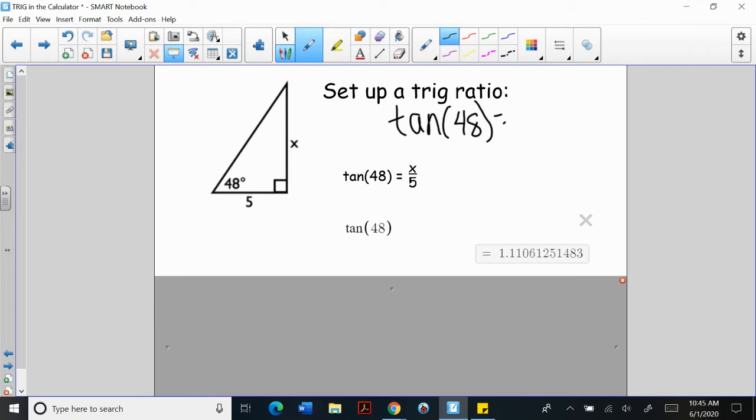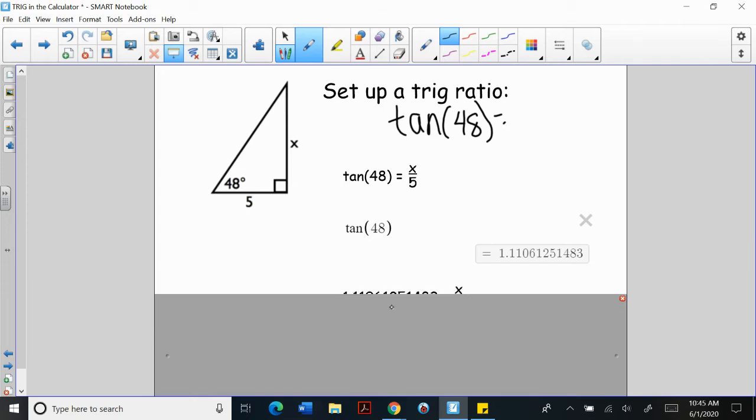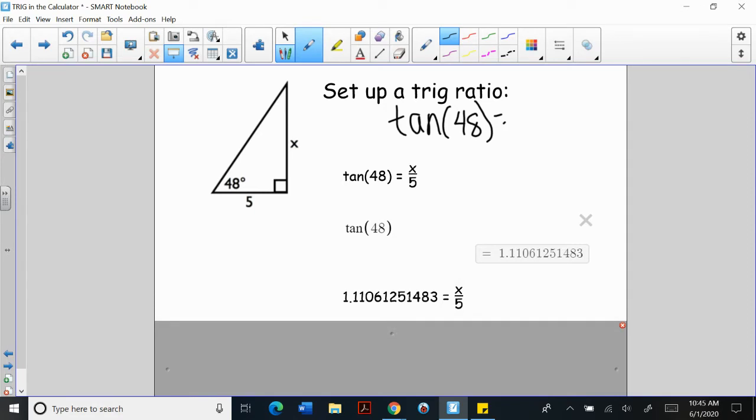All right, cool. Now, think about this as an equation. You just took the left side of the equation that used to have the word tangent, which is kind of hard to solve an equation with a word in it, and you changed it to a number value, right? So now it's 1.1106125148 equals x over 5. So how do you solve this equation?